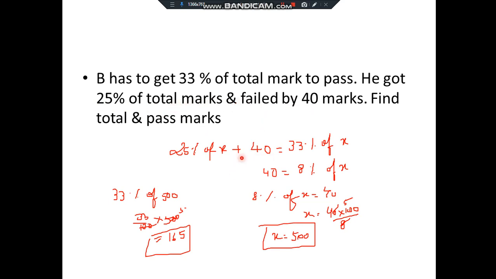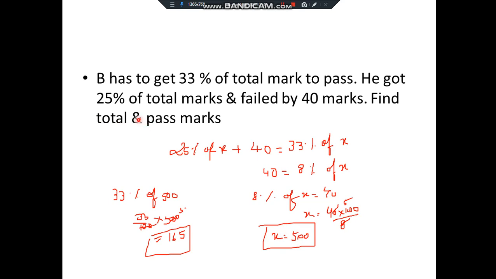Okay, equating both sides, pass marks. So to get the pass mark, he has to get 40 more marks. So plus 40 is equal to, already they have given, 33% of total mark is the pass mark. So 33% of X. On calculating, you get 8% of X is equal to 40. So X is equal to 500. Now we have found the X. X is nothing but the total mark.